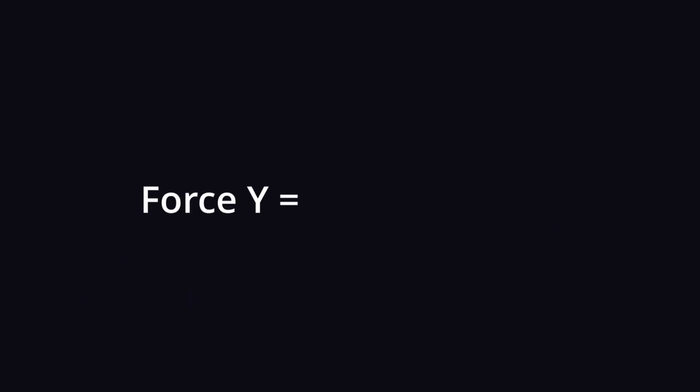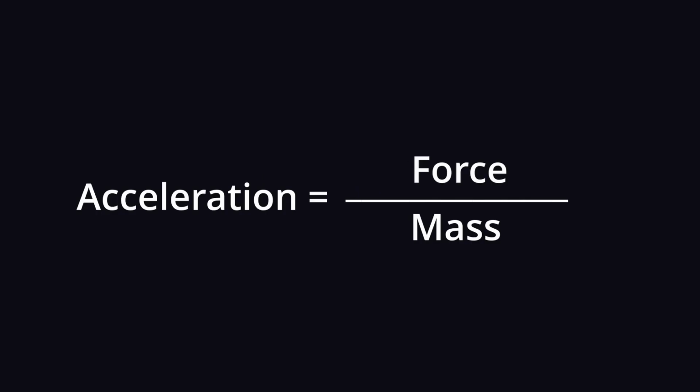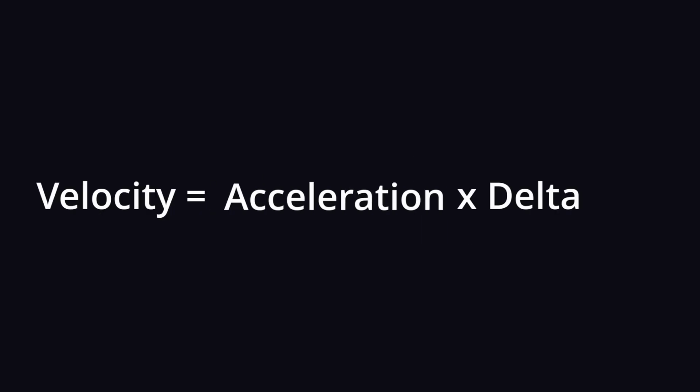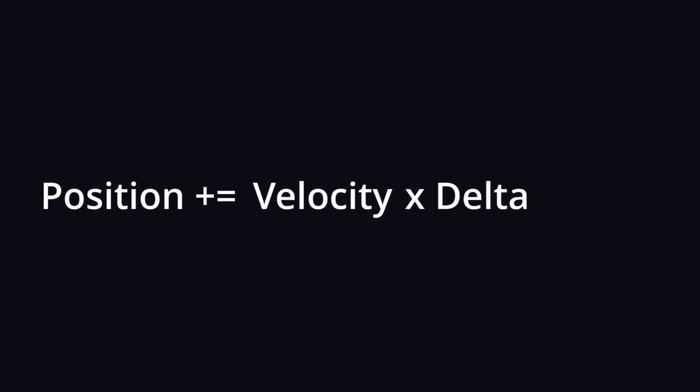Now, on each step for each object, we can set the downwards force for the object to that object's mass multiplied by the gravitational force constant, calculate the corresponding acceleration, add the acceleration multiplied by delta to the velocity of the object, and finally add the velocity times delta to the position vector of that object.